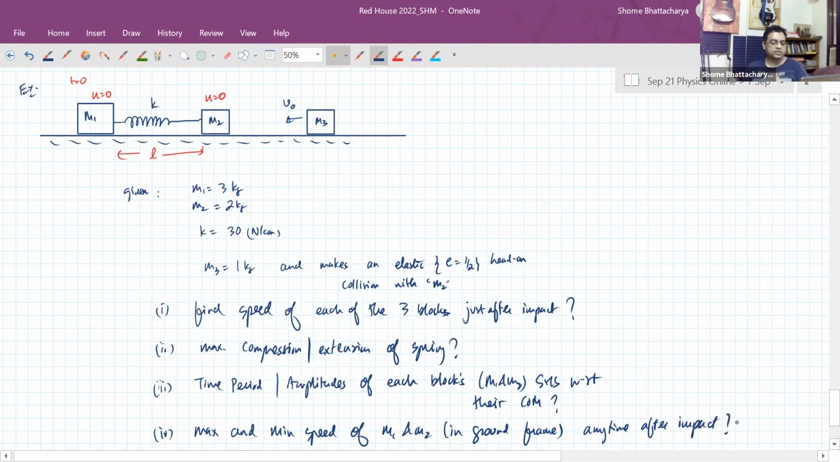So after impact, that whole system is going towards the left, but with the spring alternately compressing and expanding. So during that strange kind of motion, the center of mass is moving uniformly, but with respect to the center of mass, the blocks are doing SHM. At any point of time, what is the maximum speed and minimum speed of each of these blocks, M1 and M2?